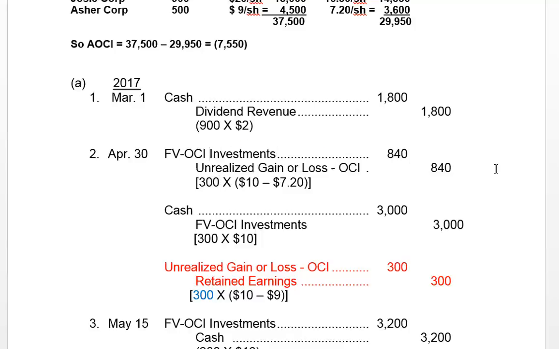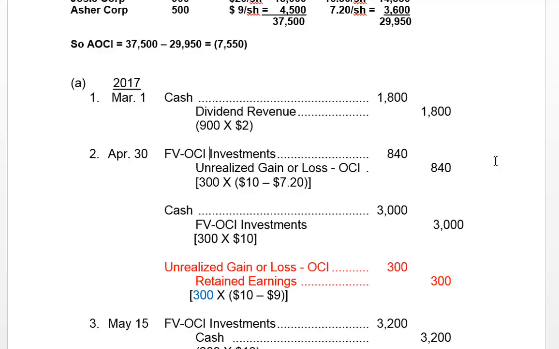So you're going to increase your fair value through OCI investments to their fair value. Debit that account $840 and credit the unrealized gain or loss through OCI. Don't forget that's your OCI account for $840. That's step one. Step two would say dump the shares.